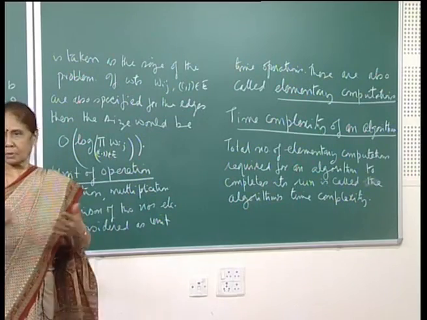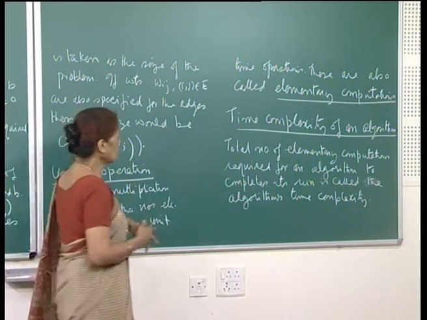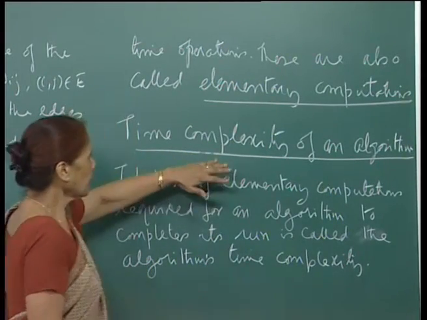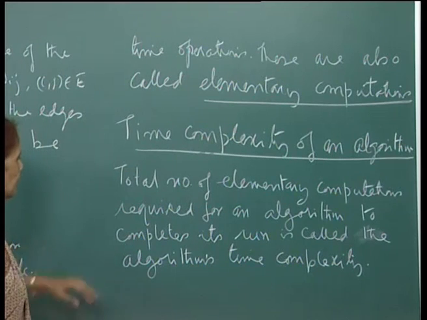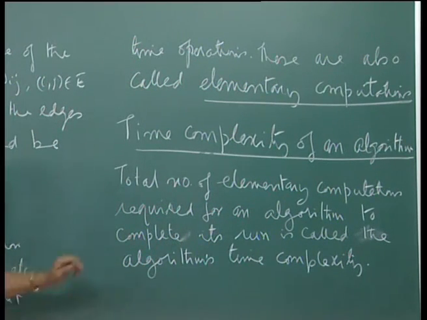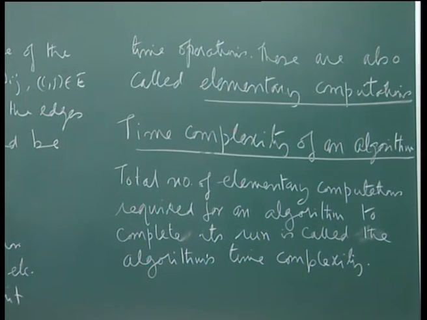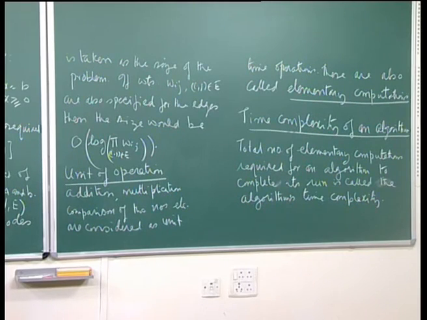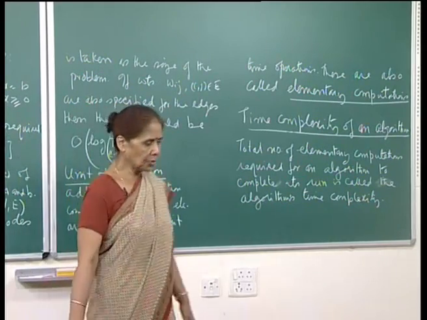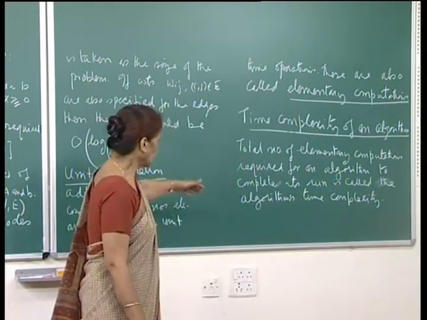So, the idea is that you measure the total number of elementary computations that are required for an algorithm to complete its run, and this is what we mean by the time complexity of an algorithm. The time complexity of an algorithm would be the total number of elementary computations required for the algorithm to complete its run. Now the next step would be to define what we mean when we say that an algorithm has polynomial time complexity. So, I will come to that.